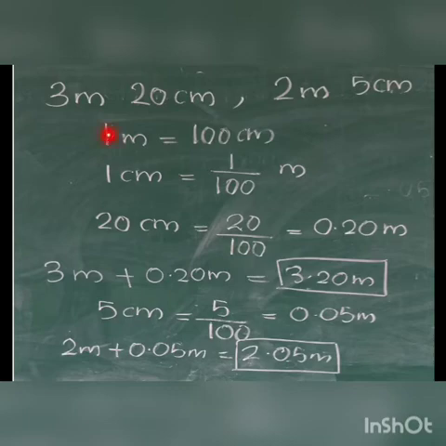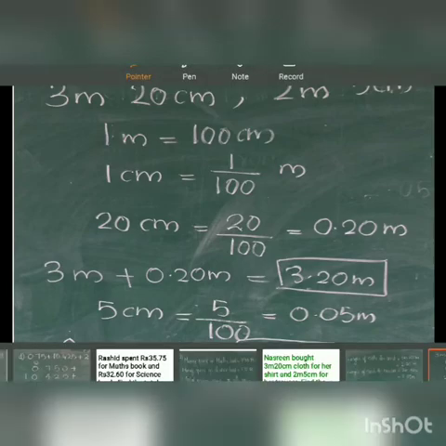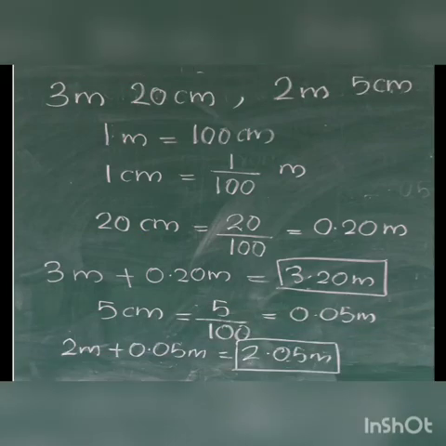You know 1 meter is equal to 100 centimeter. So what will be 1 centimeter? 1 by 100 meter. So converting this 20 centimeter, 20 by 100 you will get 0.20. So both are now meter, so 3.20. Similarly 2 meter 5 centimeter. Meter you did not change, 5 centimeter you have to change, 5 by 100, 0.05. So 2 plus 0.05, you will get 2.05 meter. So this is how you are converting the given units.